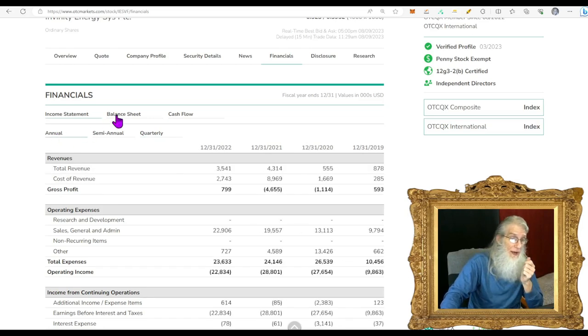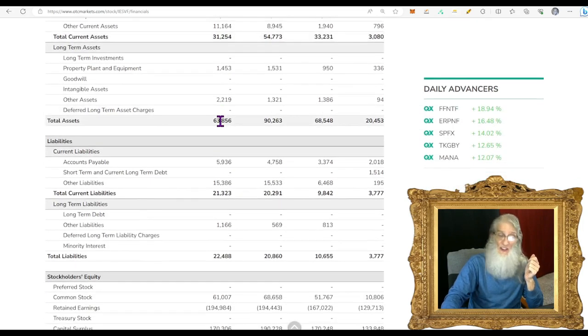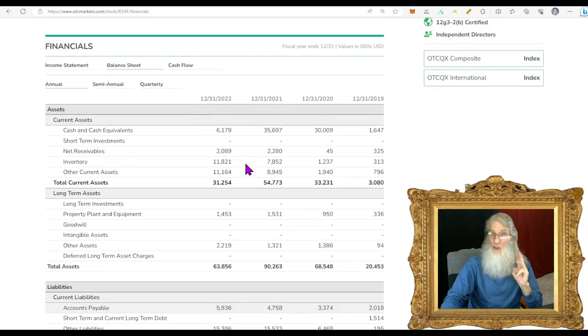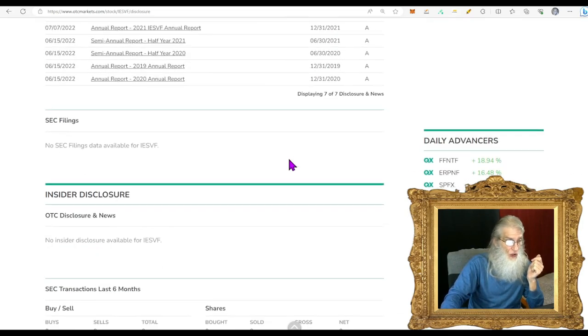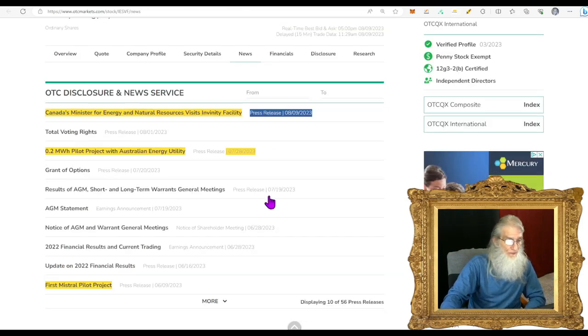Let's take a quick peek at the balance sheet. Cash in the bank, we have $6.1 million, $63 million in assets, and only $22 million in liabilities. So they got three times as much assets as liabilities. They got money in the bank, and they are making revenues and profit. Looking at the disclosures, nada. So let's jump on into that news.